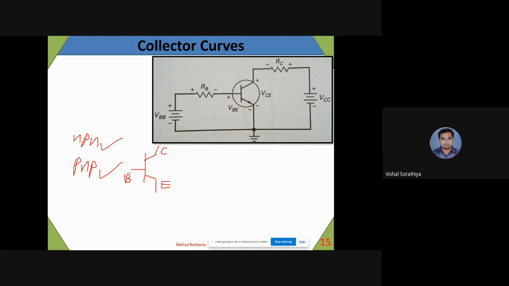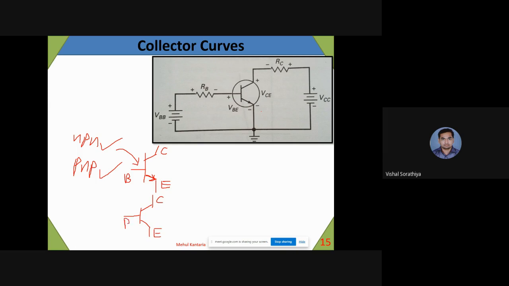If the arrow between base and emitter, see it carefully, is going to be like this one, from base to emitter, then it is considered a category of NPN transistor. Okay, if you have written a similar type of diagram and similar notation, you have given collector, emitter and the base.